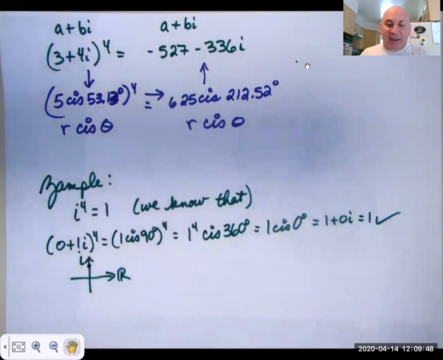But we already knew that because we know the pattern for i. It's i squared is negative 1, i cubed is negative i, i to the fourth is 1, i to the fifth, sixth, seventh, eighth, it just continues in that pattern.